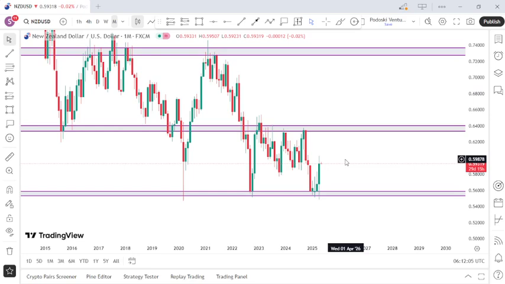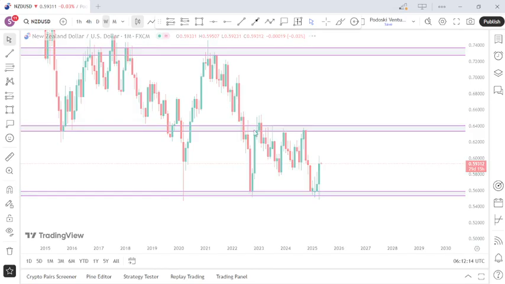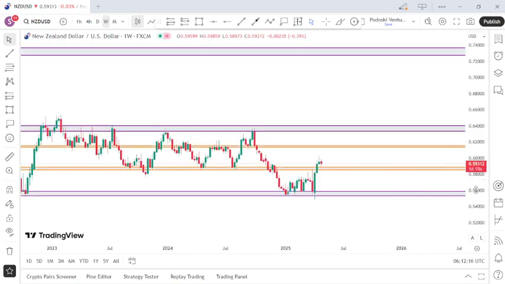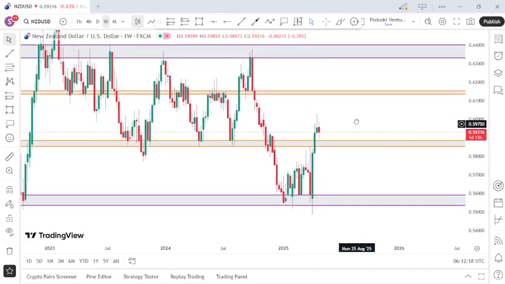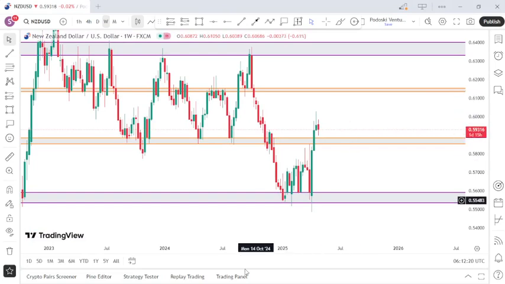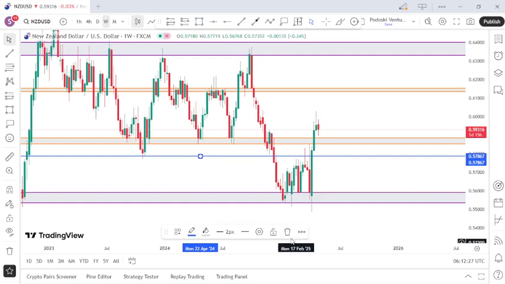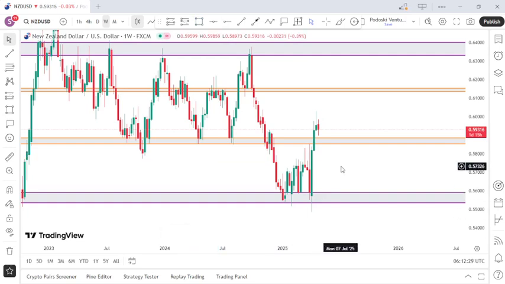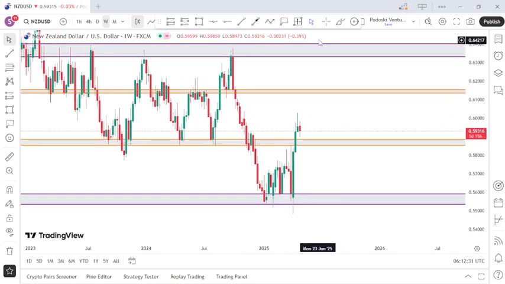So since there's buying momentum on NZDUSD, let's go to the weekly time frame and see if the buy will continue. So here we are on the weekly time frame, and I have my weekly upper zone here, my weekly lower zone here.